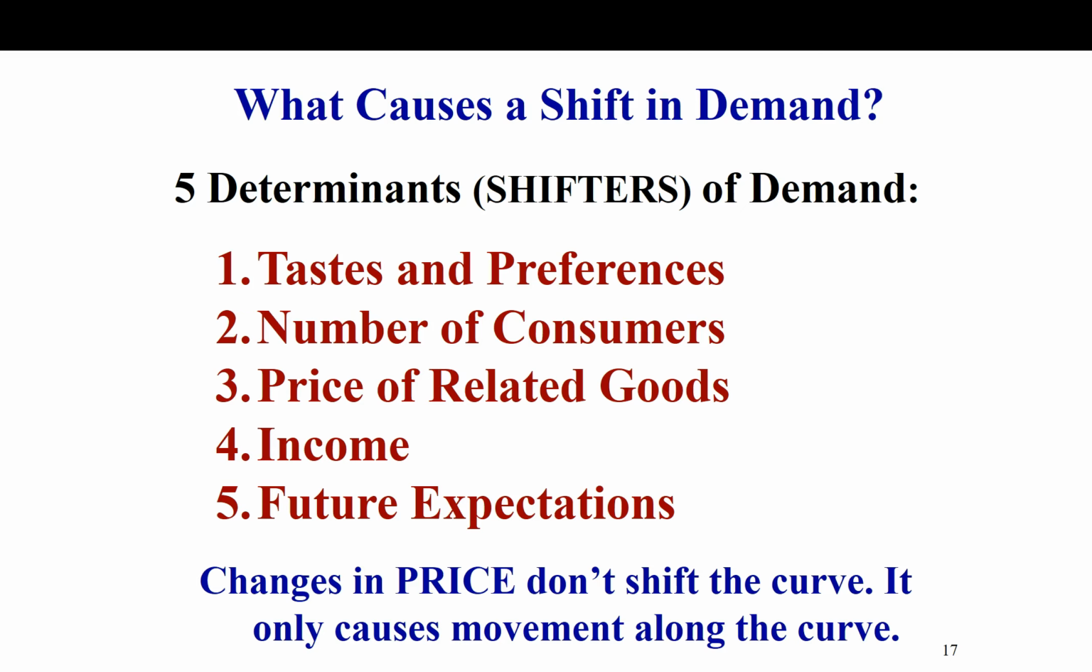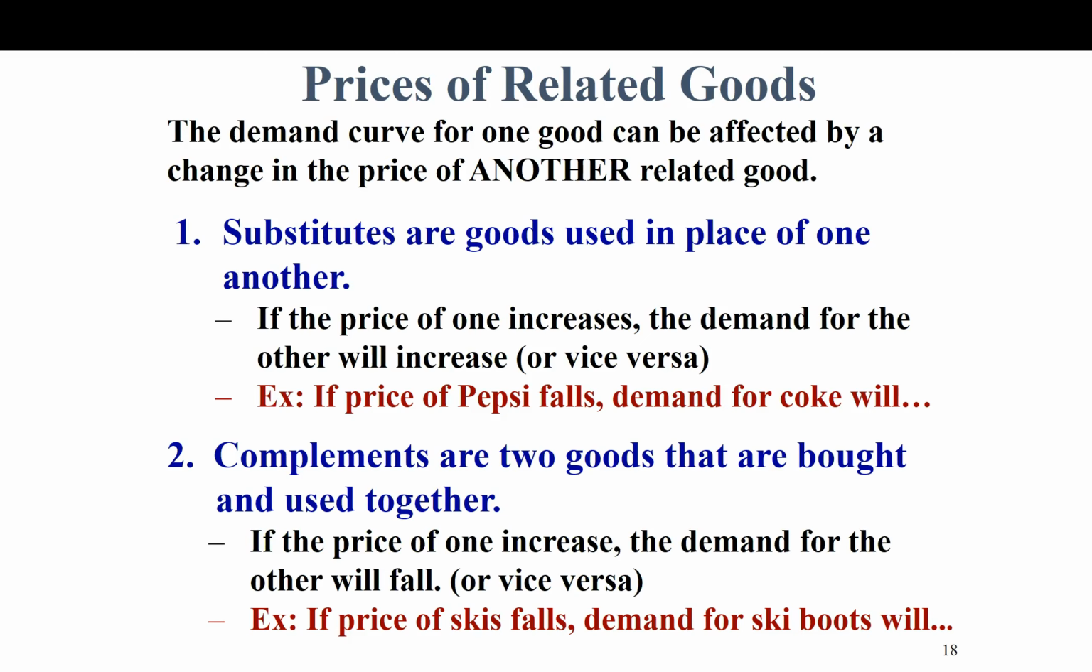And if you have fewer consumers in a market for a good, then you're going to have less demand. Price of related goods is something that is specific. We're talking about 2 types of related goods. The first type is substitutes. Substitutes are used in place of something else. And not all goods have a perfect substitute, but a lot of goods have adequate substitutes.